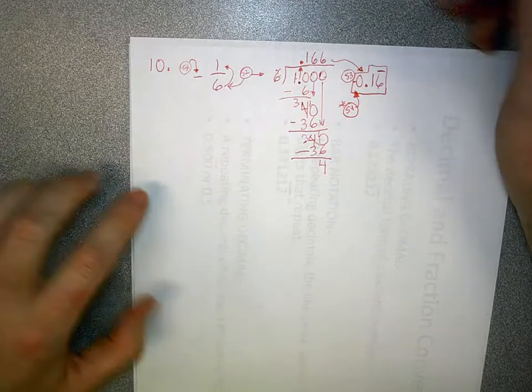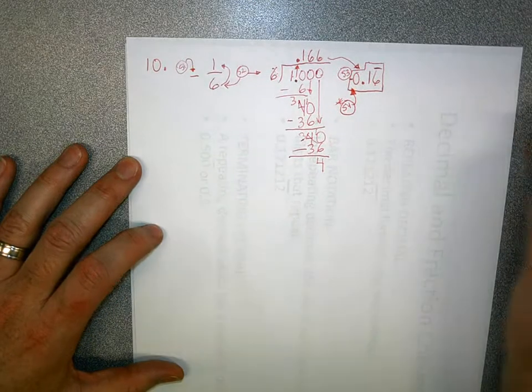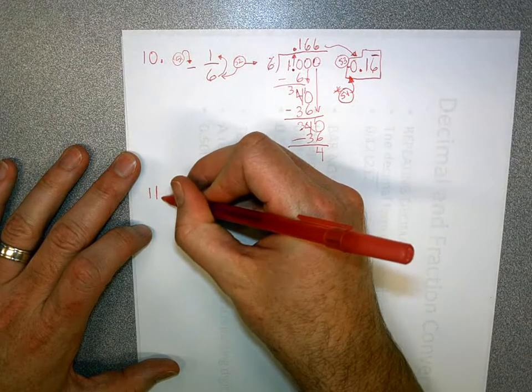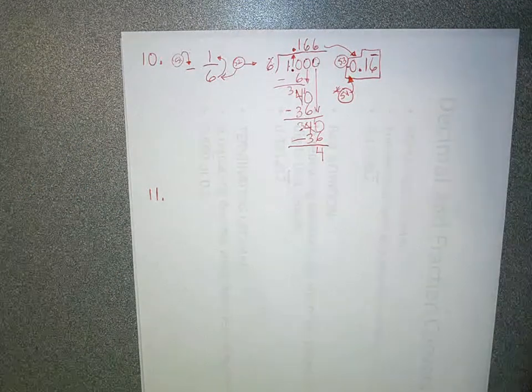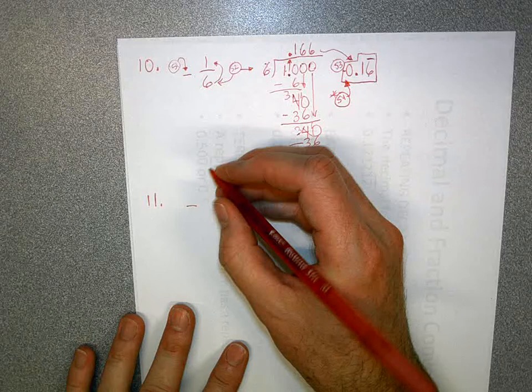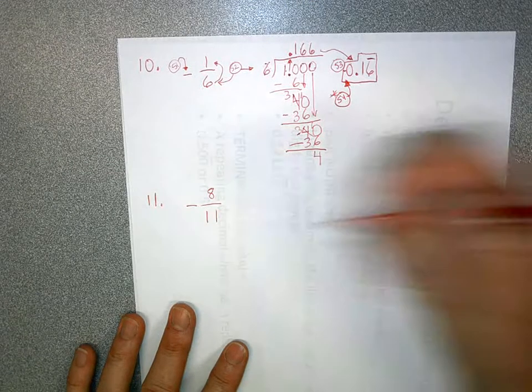Okay, so here's what I'm going to have you do. I'm going to have you go ahead and try problem number 11, which is, of course, negative 8/11. So you're going to convert that into a decimal.